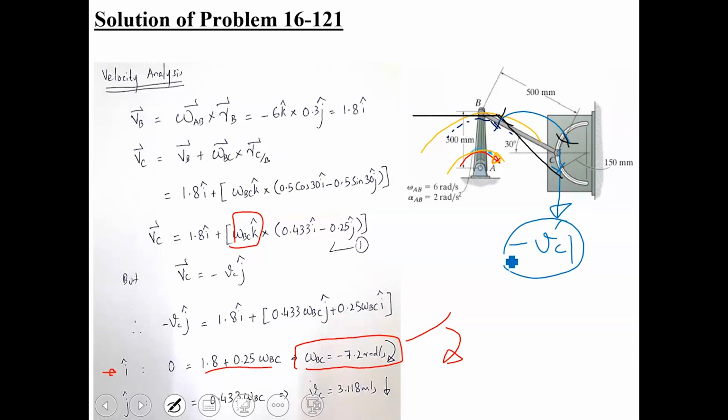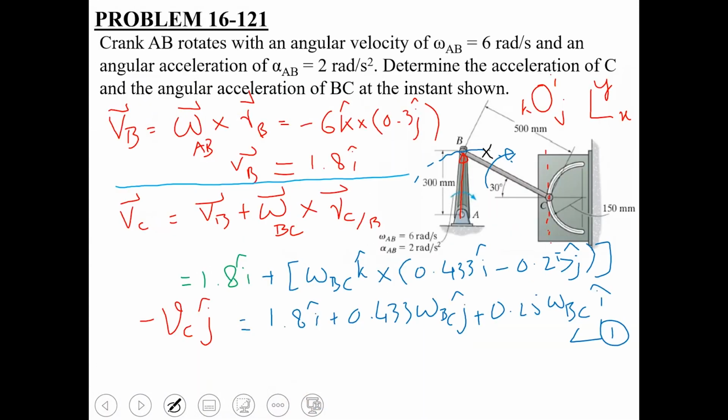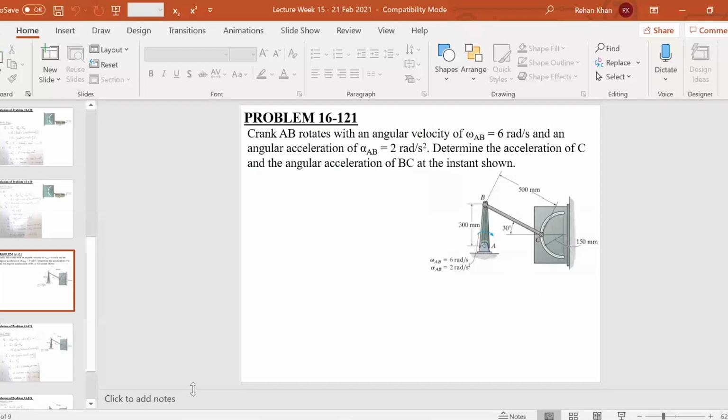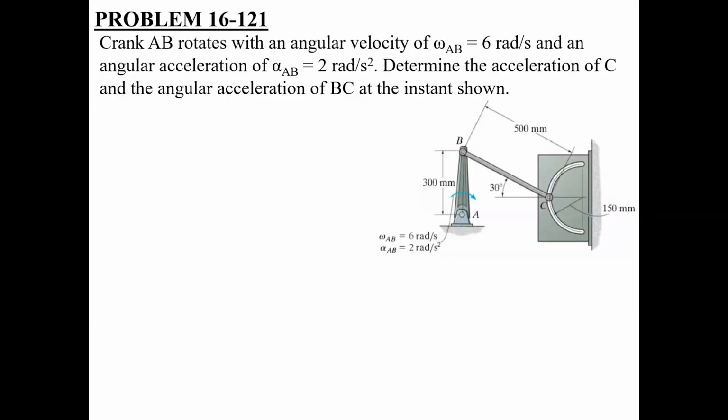Okay, so the sign of VC comes out to be positive. What is the meaning of this positive sign? That our assumption regarding point C is correct and point C is basically traveling downward. So VC is in downward motion. Okay, so once you have completed this velocity analysis, let us now move on to the acceleration analysis, because we were asked to determine the acceleration of point C as well as the angular acceleration of this connecting rod.